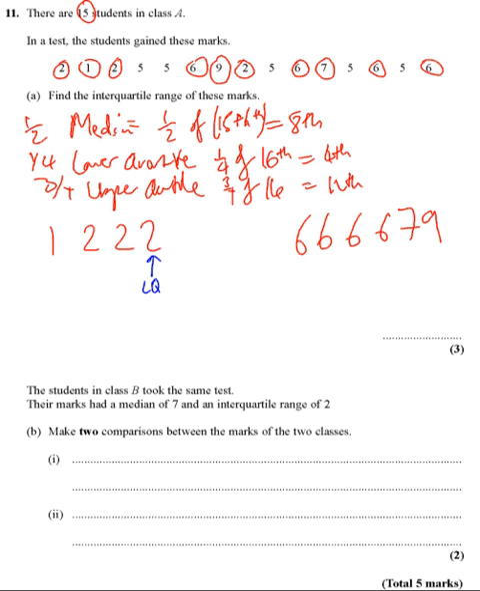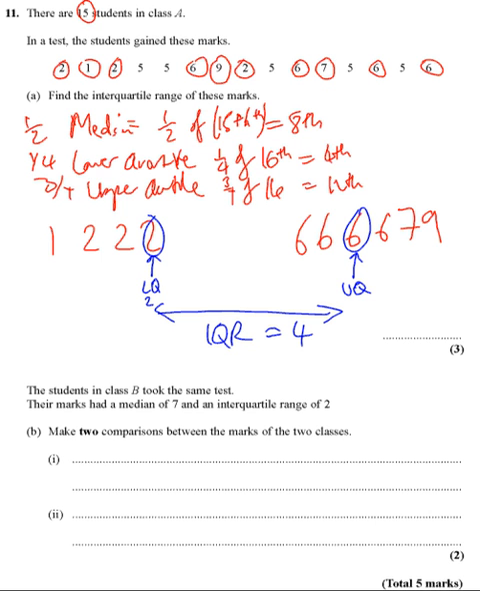Because the quarterway value and three-quarterway value is symmetrical, if the lower quartile is the fourth value along, the upper quartile will be the fourth value at the end. So we know that the difference between the lower quartile and the upper quartile, the interquartile range, is going to be 6 minus 2, which is 4.